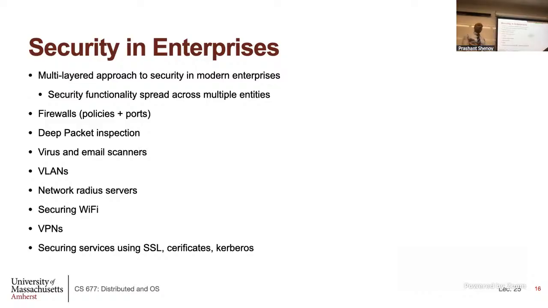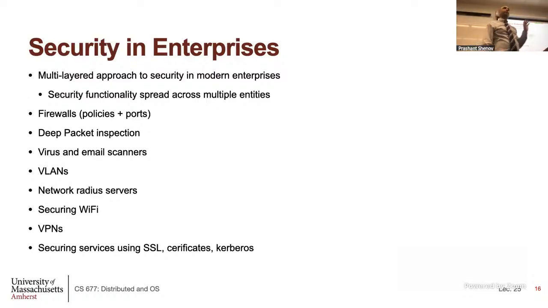Typical enterprises have lots of systems in place to ensure security of different aspects of the distributed system. You might have firewalls that protect what traffic can go in and out. You have special types of firewalls called deep packet inspection or DPI firewalls that look inside encrypted packets to see if there are matching viruses in them. There are virus and email scanners to make sure attachments coming on email don't have viruses in them.